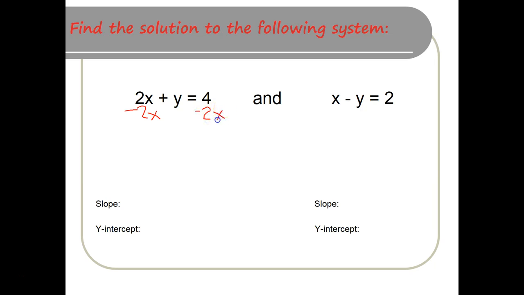Now, the 4 and 2x are not like terms, so I cannot combine them together. So I'm just going to write what I see. I see a negative 2x, because we subtracted the 2x, and that's a positive 4, so I have a plus 4. So my slope for the first one is negative 2, so that means I'm going to rise 2.